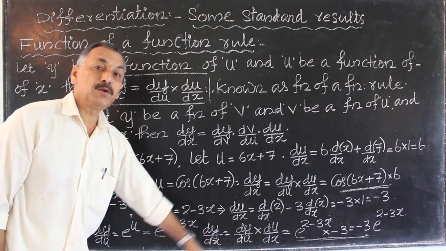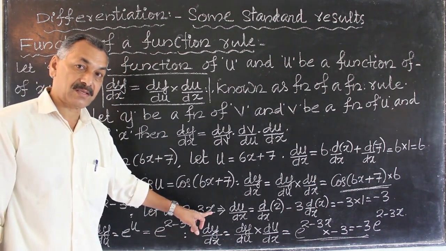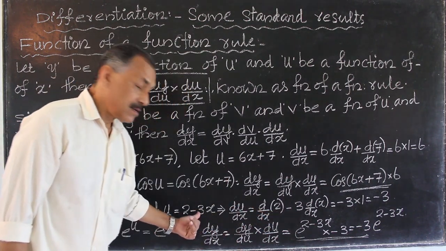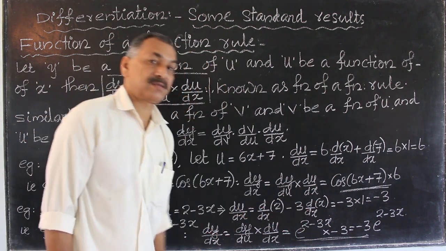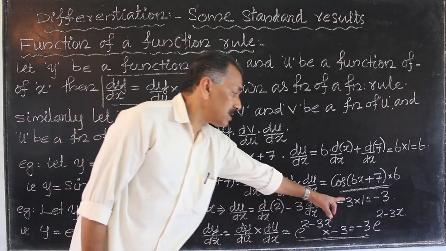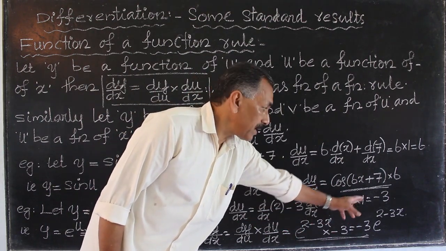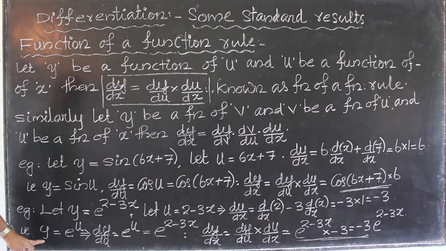Then what is du by dx? du by dx is equal to the derivative of 2 minus 3x. That is the derivative of 2 minus the derivative of 3x. The 3 outside gives minus 3 into the derivative of x. The derivative of a constant is 0, and the derivative of x is 1. Then minus 3 into 1 is equal to minus 3. Okay?